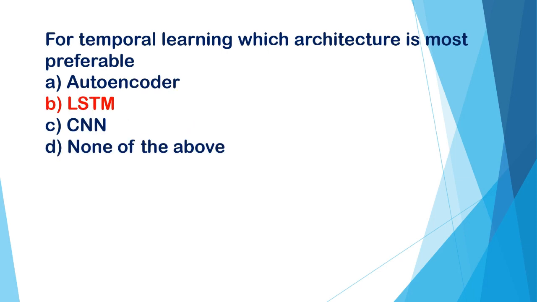All the above. For temporal learning, which architecture is most preferable? A. Autoencoder, B. LSTM, C. CNN, D. None of the above. And the correct option is B.